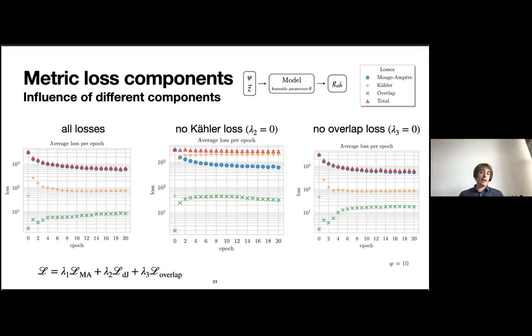We can play a lot of games. We can play games on seeing what is the influence of various loss components, and what is the relative influence of those. In particular, what we see is that the Monge-Ampère loss is the dominating source in this whole problem.